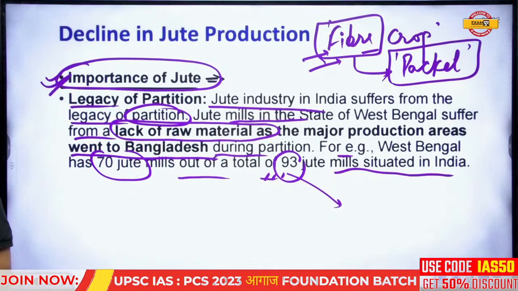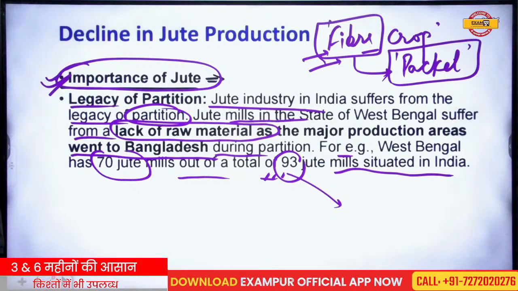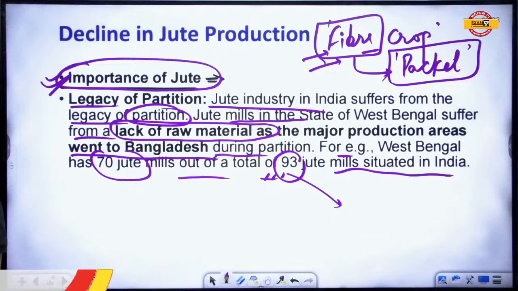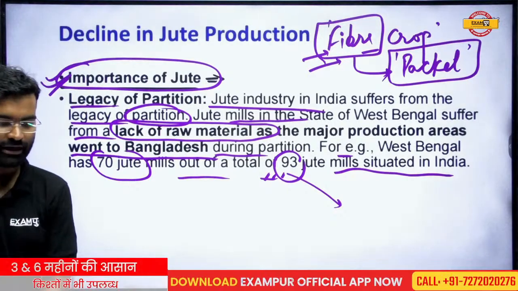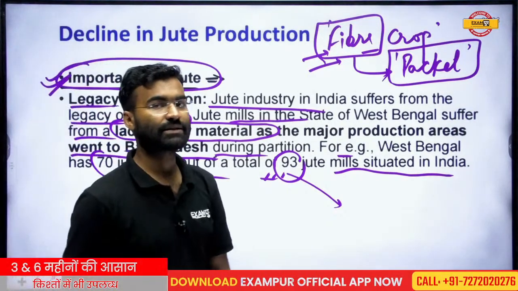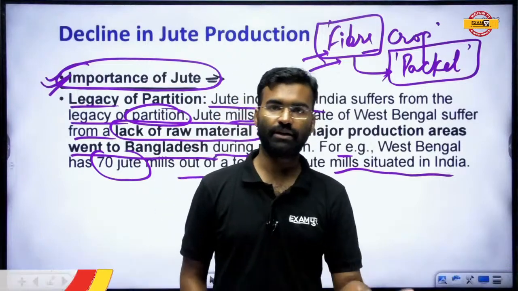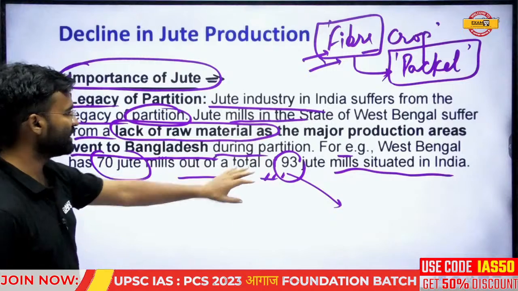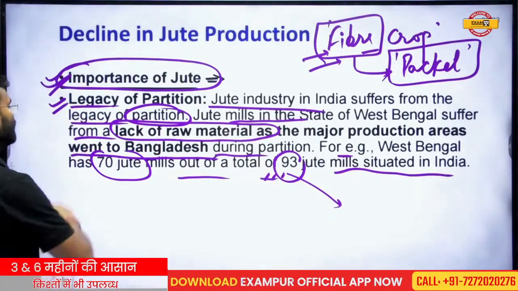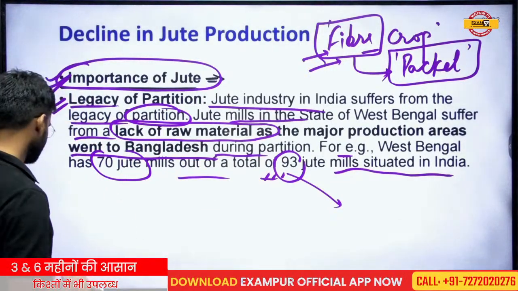You can purchase the raw material from other countries, but from the country which is your enemy country, you cannot expect it. You cannot expect to purchase the raw material from your enemy country, and Pakistan was not interested to supply the raw material to India. So that was the first major problem before the jute industry of India.